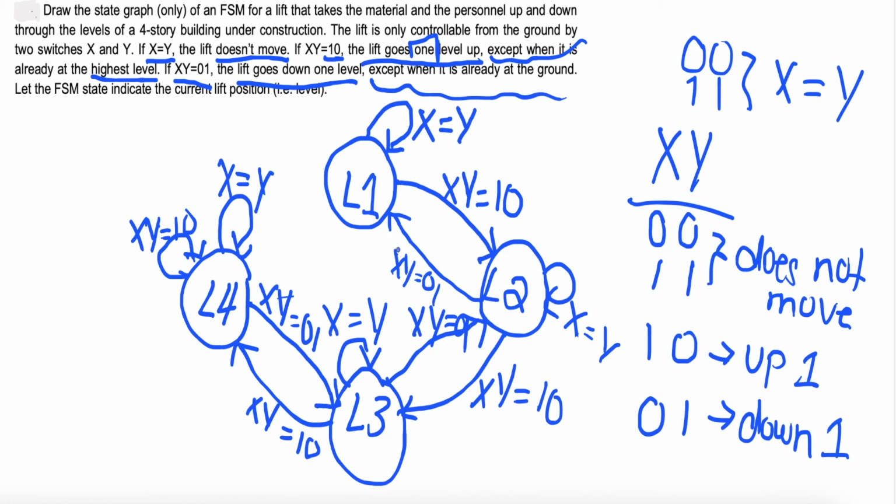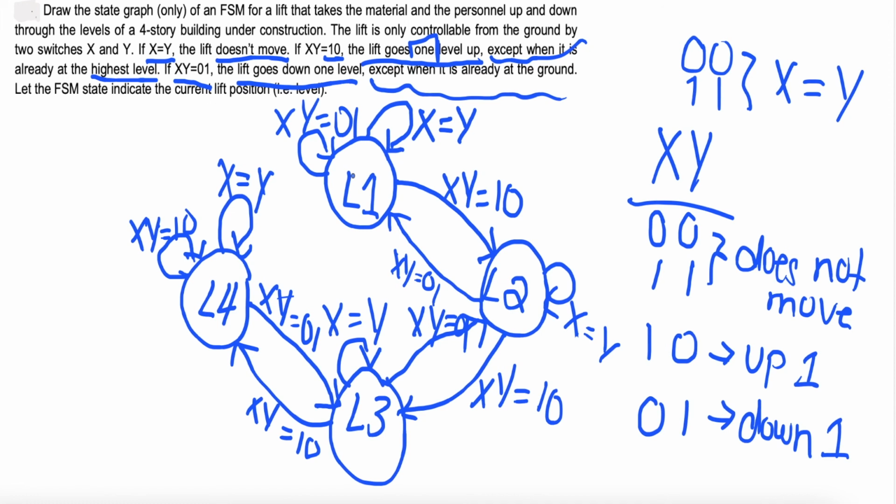Now, what happens at level 1? It says xy is equal to 0, 1, the lift goes down one level, except when it is already at the ground. So level 1 is the ground floor. There's no parking garage, there's nothing that specifies there's a basement. So level 1 is the ground floor. So when it's at the ground, we can assume that it stays at the ground when xy is equal to 0, 1. And the reason why we can say that is it doesn't specify that if xy is equal to 0, 1, that it goes back up. So we just assume that it stays at the same level, right?